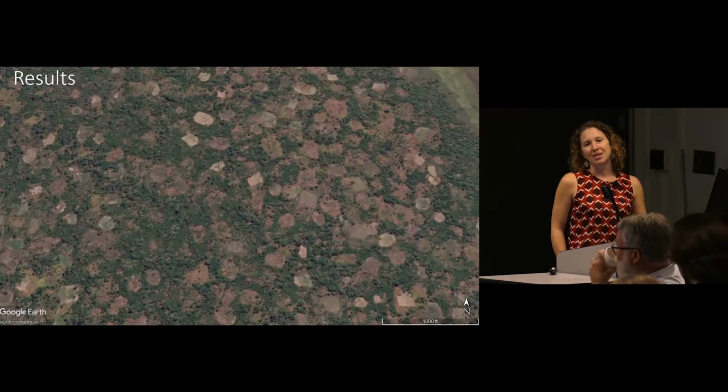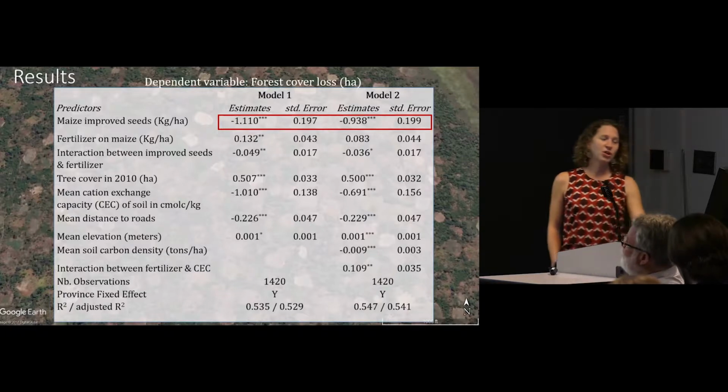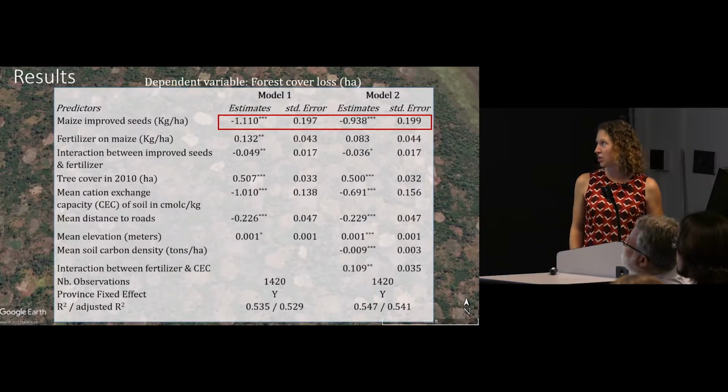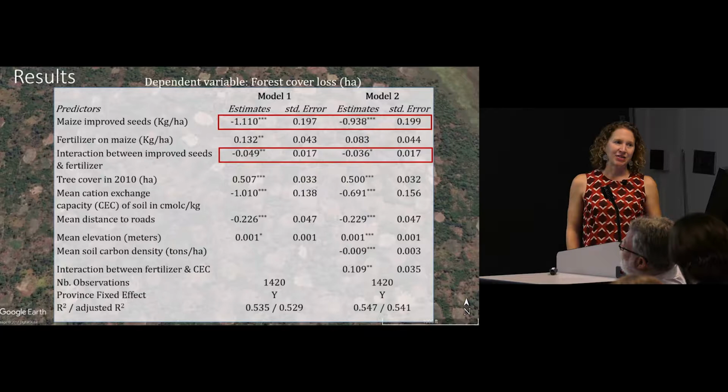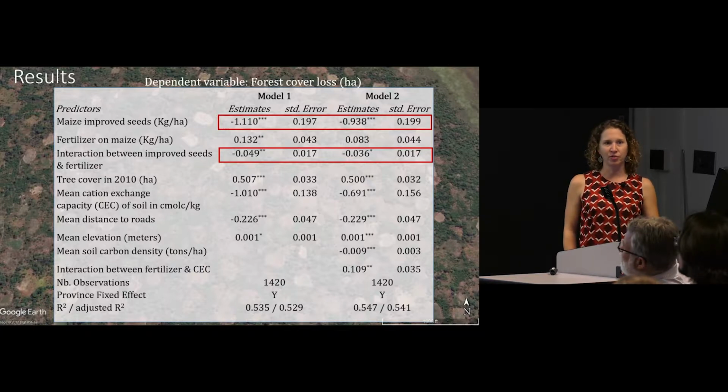So some of the results from this analysis. One of them that is definitely strong and consistent is the role of improved seed in reducing forest cover loss. There's a negative effect of improved seed use on forest cover loss, and it's consistently significant. We also have a negative association between the interaction of improved seed and fertilizer and forest cover loss. So when improved seed and fertilizer are used together, they reduce deforestation.